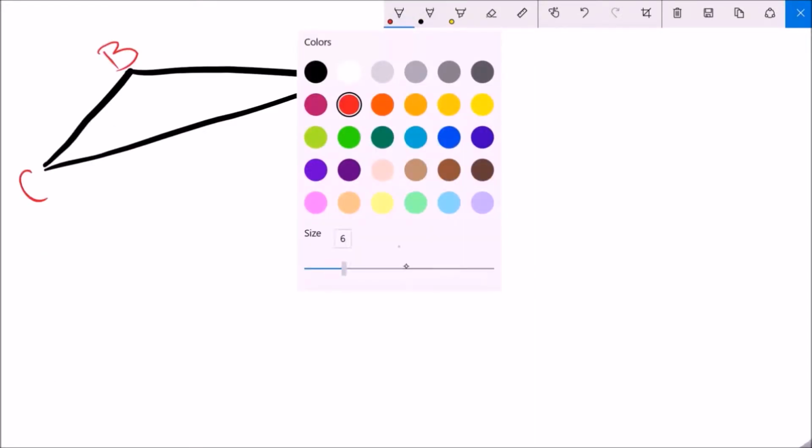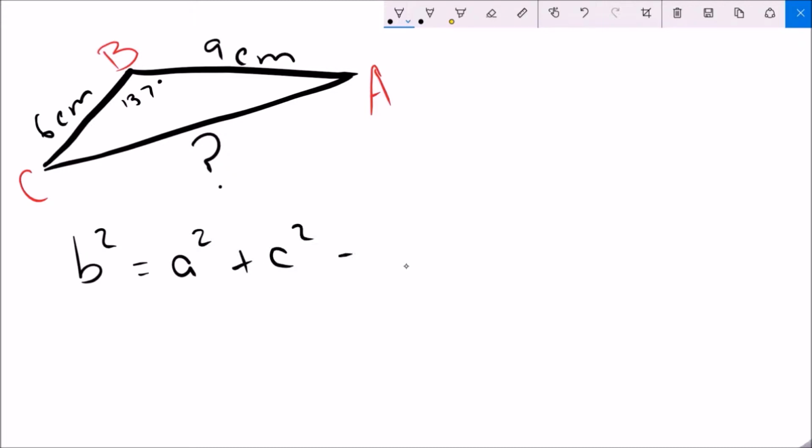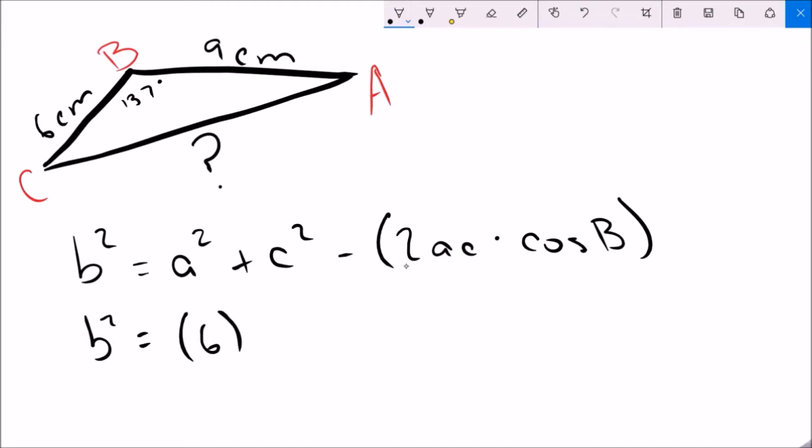For our first example, we have the given triangle with side a, which is 6 centimeters, side c, which is 9 centimeters, and angle B, which is 137 degrees. For this example, we're trying to solve for the length of side b, so we can choose the law of cosines which solves for side b, which is b squared is equal to a squared plus c squared minus 2ac times cosine b. We then plug in our known values for sides a and c, as well as the given value of angle B.